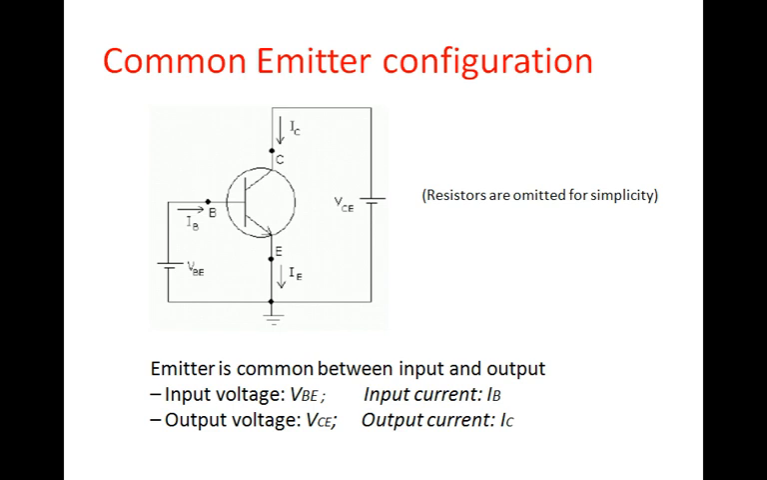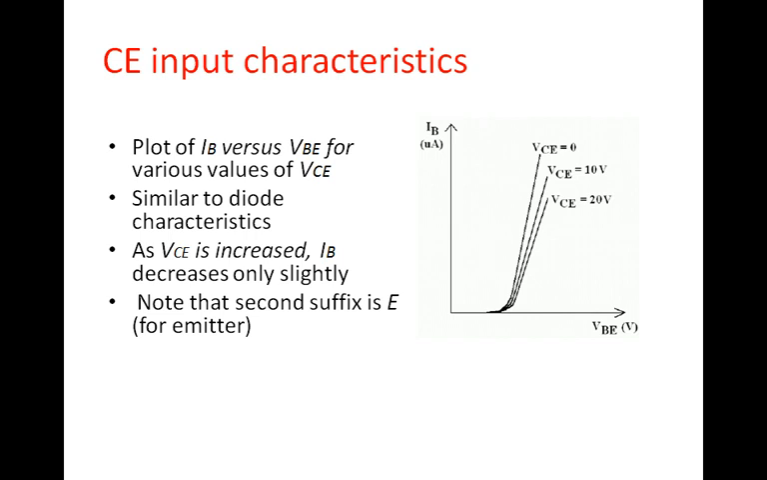Come to common emitter configuration, the second configuration. Here the emitter is common between input and output. This is a circuit for determining the input characteristics and output characteristics. Common emitter input characteristics: the plot of IB versus VBE, where VBE is the input voltage and IB is the input current, for various values of VCE. Since this junction is forward bias, the characteristics is very similar to the forward bias diode characteristics. Here also, as VCE is increased, IB decreases slightly.